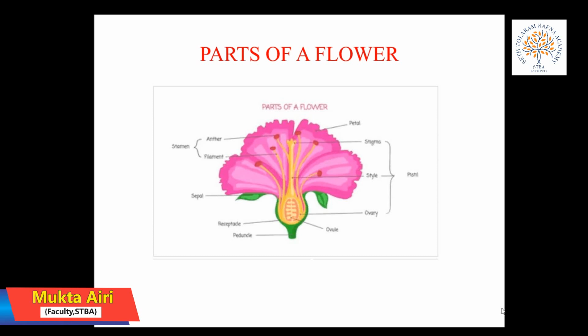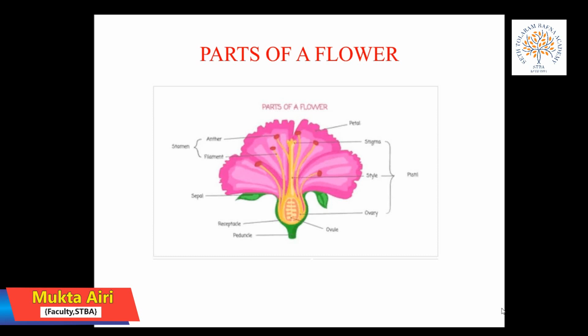Now let us see the parts of a flower. A flower consists of the following parts. First one is sepal. Sepals are the outermost green leaf-like structures of a flower. They protect the flower in the bud stage. Second one is petal. Petals are the colorful part of a flower. They attract insects for the process of pollination. Some petals are sweet smelling.